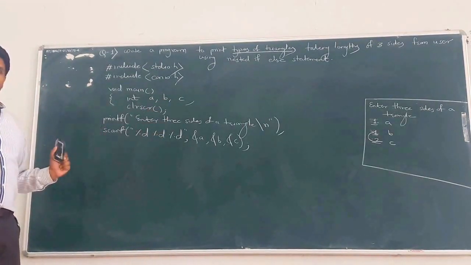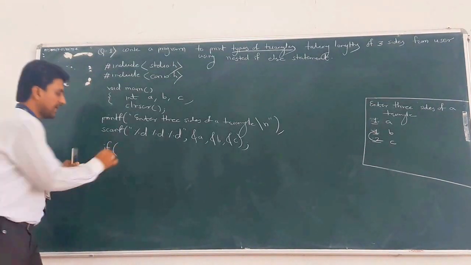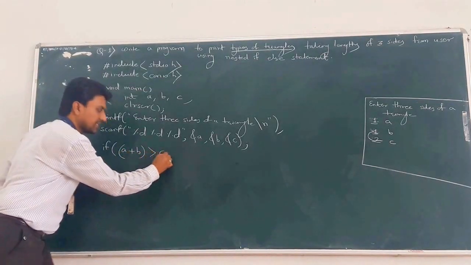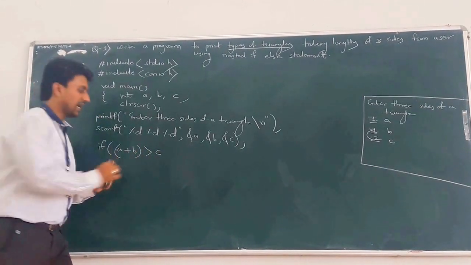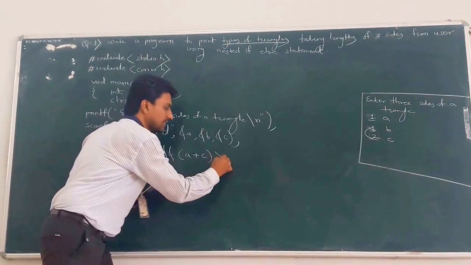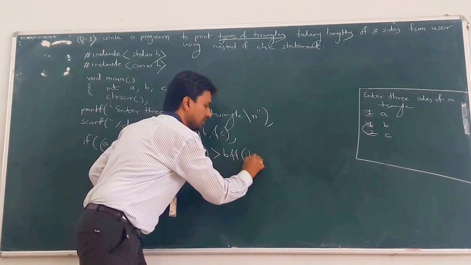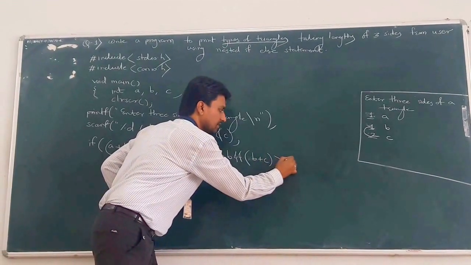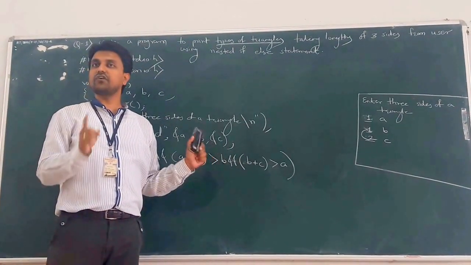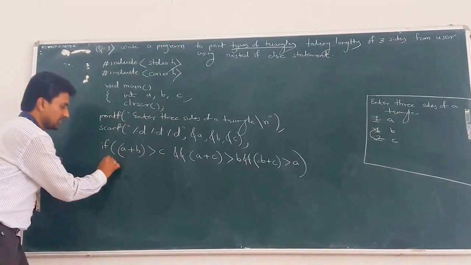Okay, now what is the first condition to check? If a plus b is greater than c, and a plus c is greater than b, and b plus c is greater than a. If these three conditions are true, then and only then can we form a triangle from these three sides A, B, C. So this is the first condition.